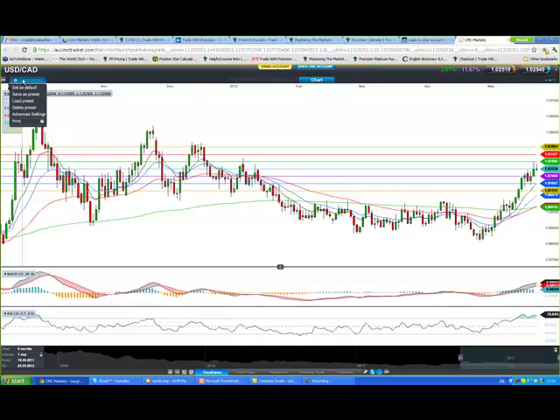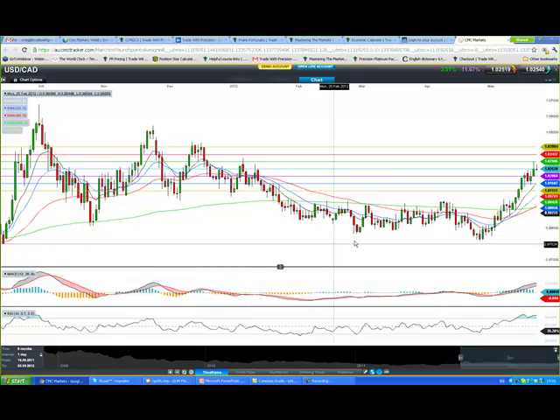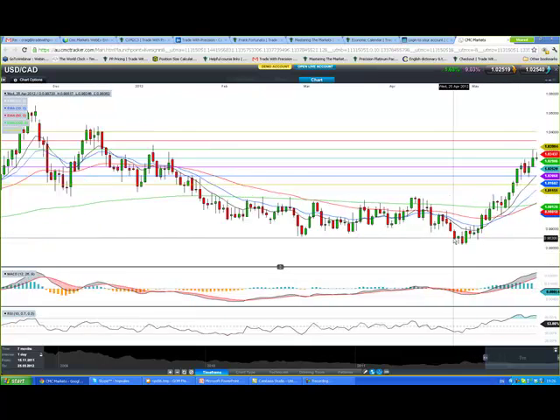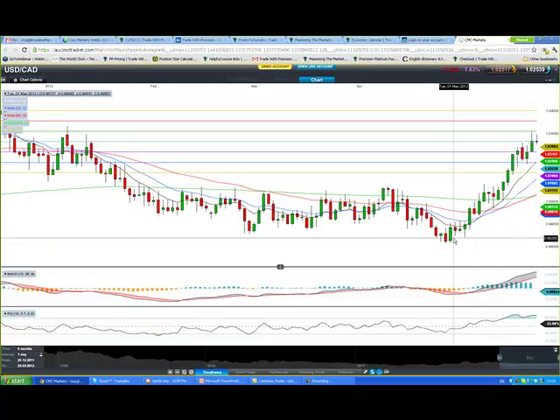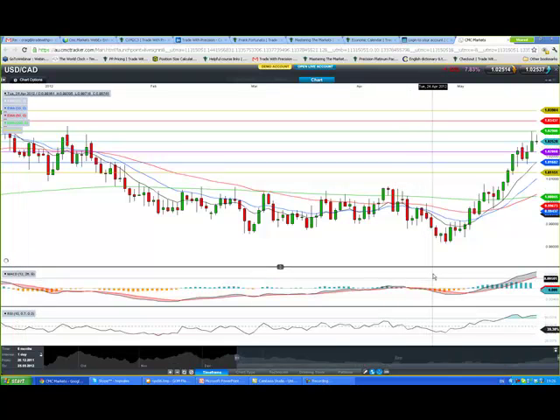Okay, so you can see here on the daily what's been going on. We were banging around this parity level for a long time. Now we've broken out really solidly from that level. Now, this is clearly in a very good trend, and if I take you down to the next time frame lower, the 4 hour, you can see.